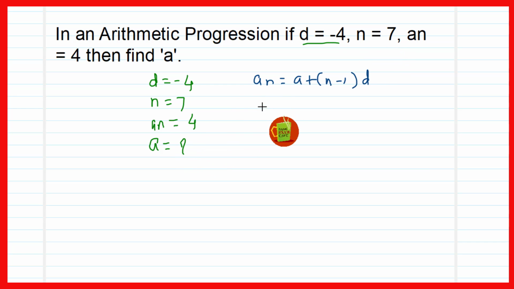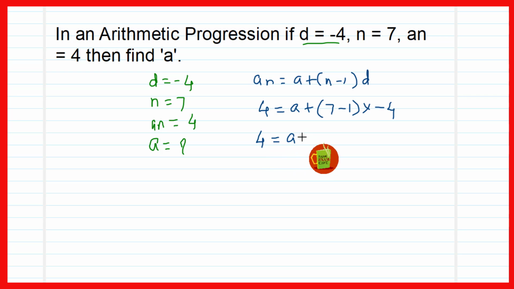So a7 is 4, so that is replaced by 4. A is not given, so we have to find a. So n minus 1, that is 7 minus 1, into d, and that common difference is given as minus 4. So which is equal to 4.